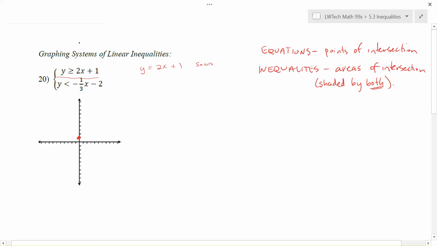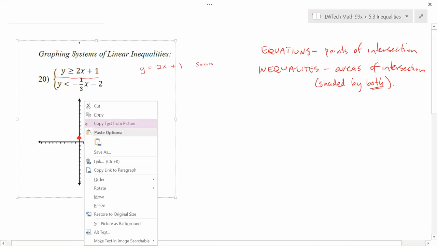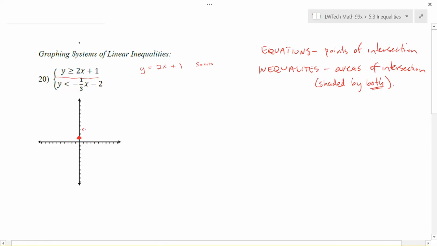Y-intercept of 1, that's this point right here. My slope is 2 over 1, so I'm going to go up 2 over 1. And again, you can put in a couple of points there. There's a point up 2 over 1. There's a point, we can draw in a solid line to represent that.